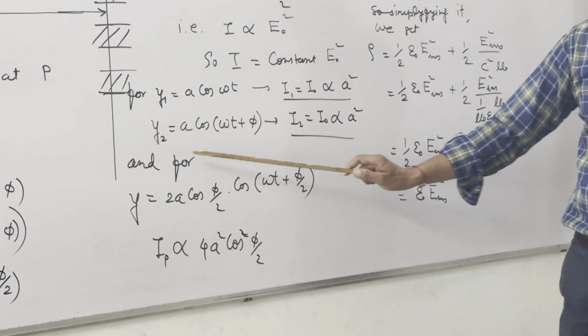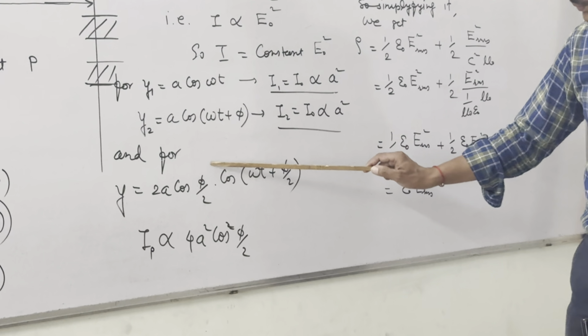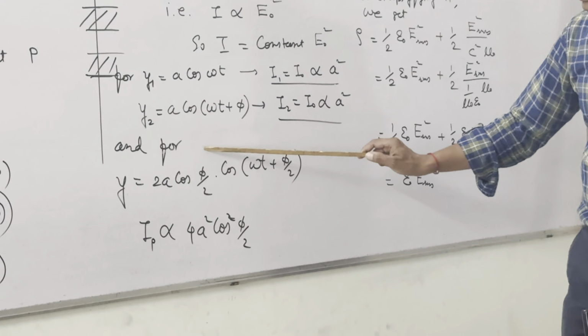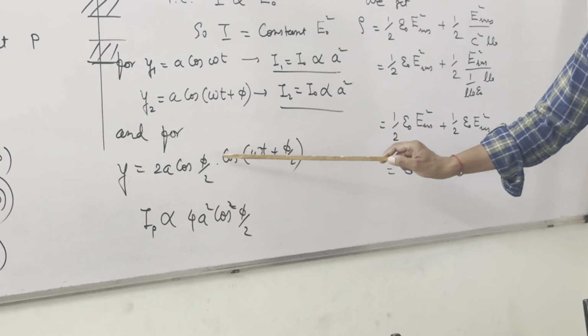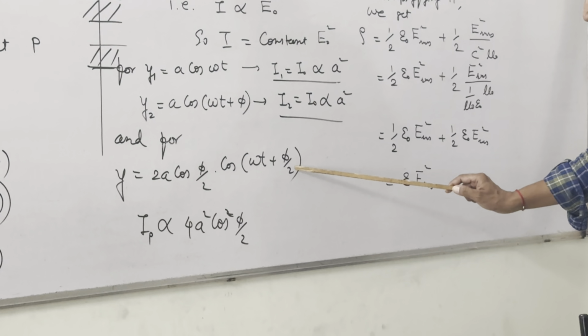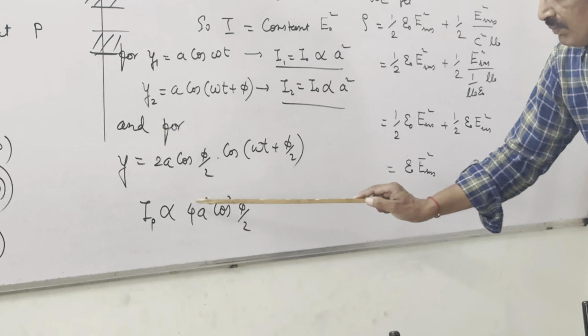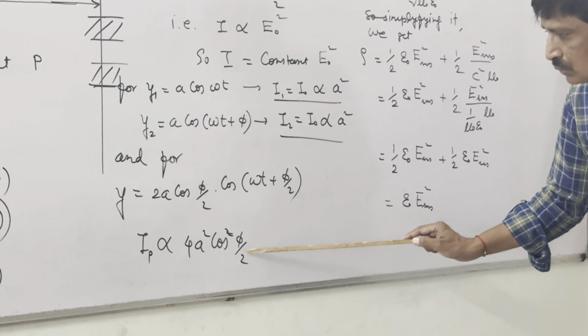And the resulting wave is y with amplitude 2a cos phi by 2. It is the amplitude of the electric field at P at time t, but it is constant for a particular location, with the oscillating part being cos of omega t plus phi by 2. So I at P varies as amplitude square, 4a square cos square phi by 2.